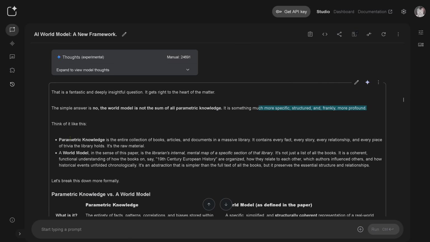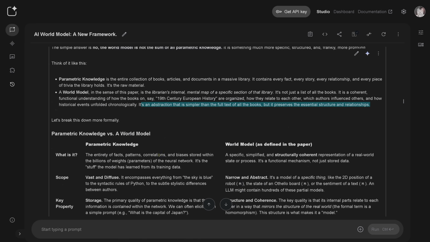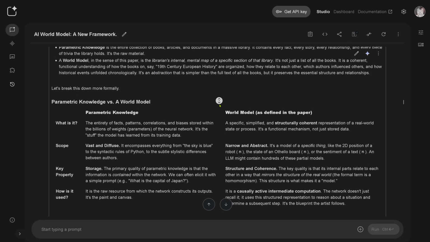Think of it like this. The parametric knowledge is the entire collection of all the books, articles, and documents in a massive library. A world model, in the sense of the paper, is the librarian's internal mental map of a specific section of that library. It is a coherent functional understanding of how the books are organized, how they relate to each other, how the authors influenced each other, and how the historical events unfolded chronologically. It is an abstraction that is simpler than the full text of all books, but it preserves the essential structure and relationships. And now it gives me a beautiful table that I like.